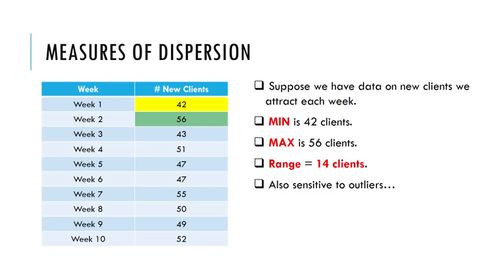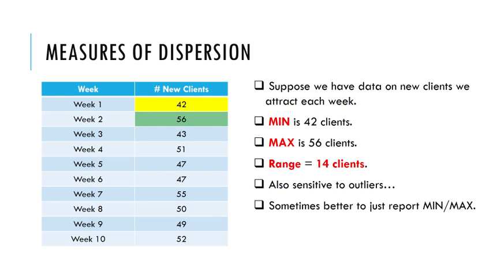But our range is also sensitive to outliers, right? Imagine in week 2, instead of 56, it was 96. Do you agree that 96 would probably be an outlier? Every other observation is in the 40s or the 50s, but if I have 96, yeah, that's an outlier, but then that's also going to be our max. So if our max is 96 instead of 56, that changes our range, right? So range is certainly going to be sensitive to outliers.